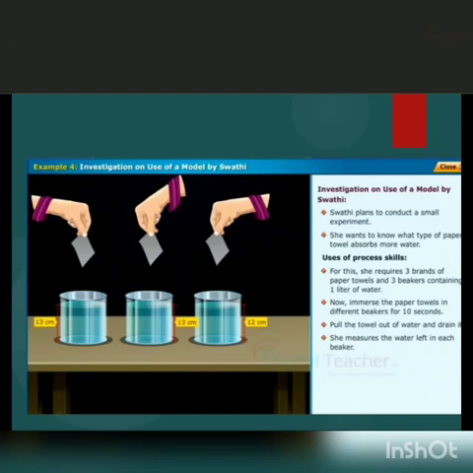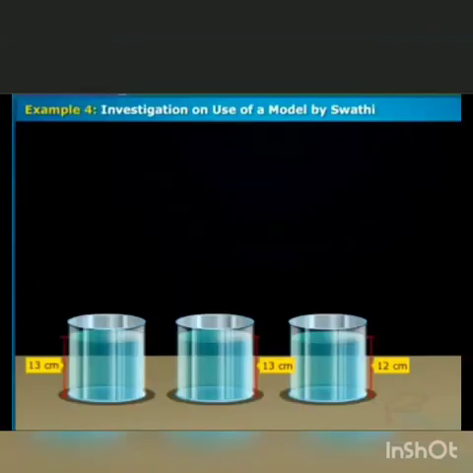She pours 1 liter of water in each of the 3 beakers. She puts a towel from each of the 3 brands into a different beaker for 10 seconds. She pulls the towel out of the water and lets it drain back into the beaker for 5 seconds. She measures the water left in each beaker.